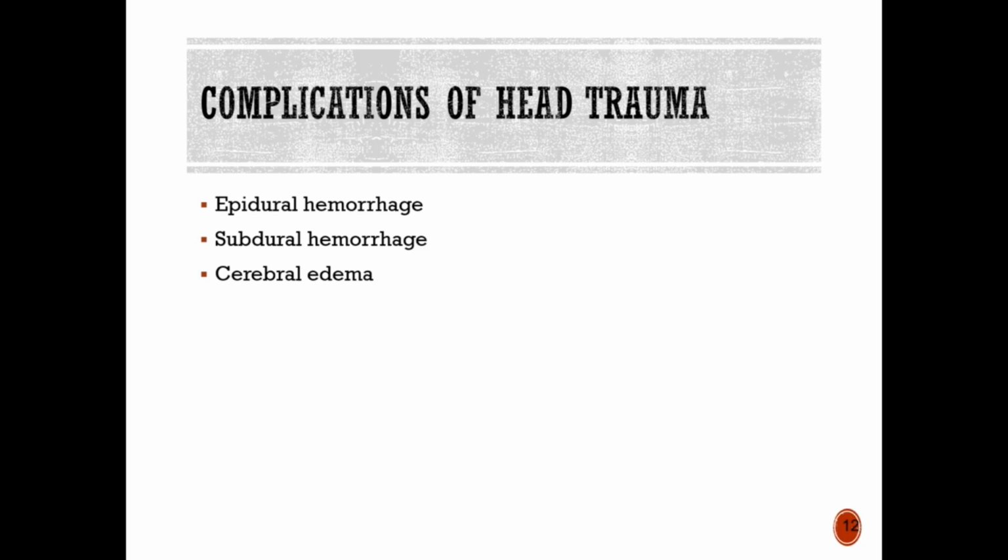Then there's your subdural hemorrhage, which is bleeding between the dura and the arachnoid membrane, which is the middle layer of the 3 meninges that protect the brain. Then cerebral edema, which is associated with traumatic brain injuries, increased intracranial pressure with herniation.